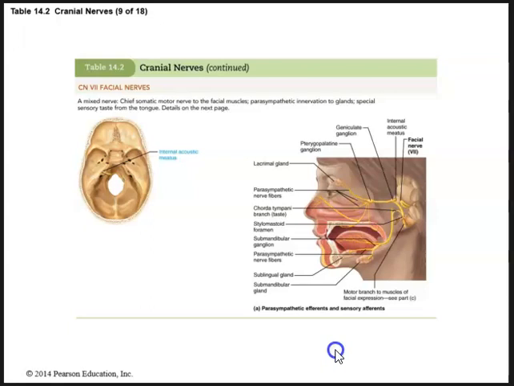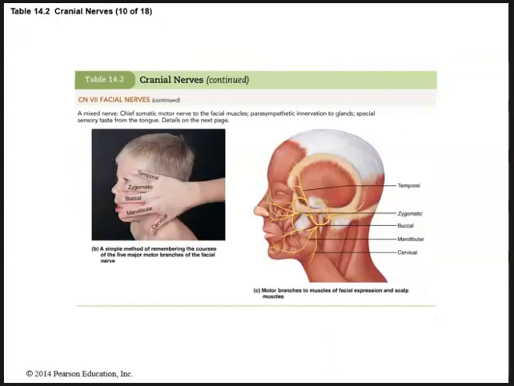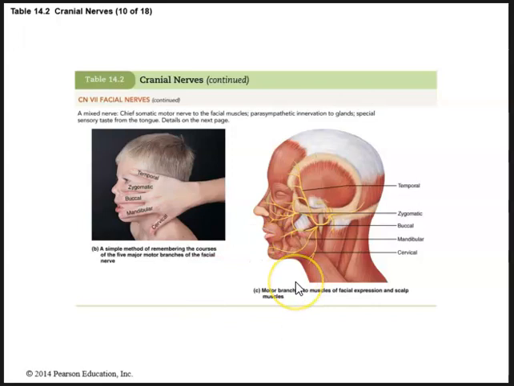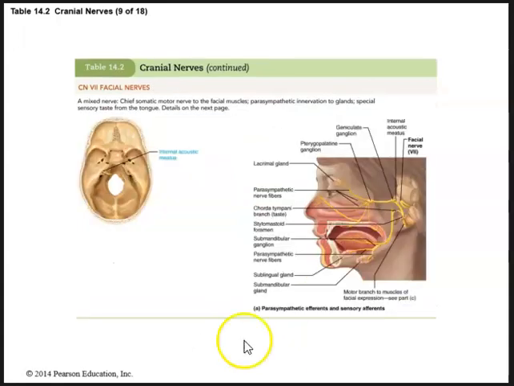Interestingly enough, we know that it does provide some motor innervation to the face. When we have any lesions or any disease that might affect the facial nerve, we have a condition known as Bell's palsy. With Bell's palsy, you'll see drooping of one side of the face, and this is usually due to damage or something going on with the branch of the facial nerve.